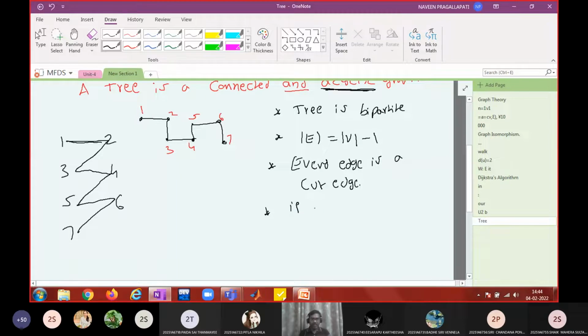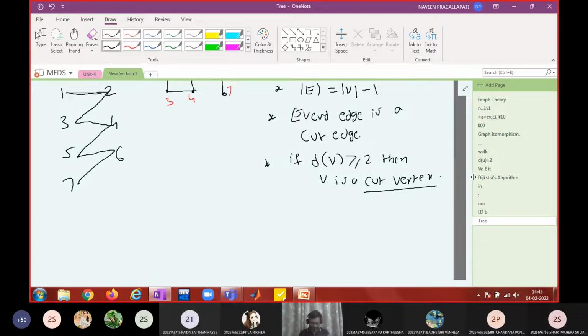If the degree of v is greater than or equal to 2, then v is a cut vertex. So that's one property of a tree.